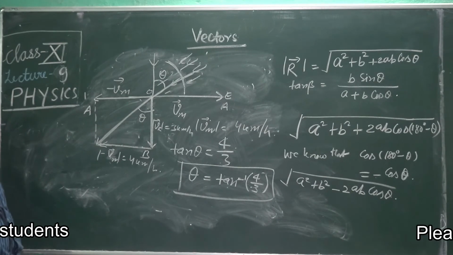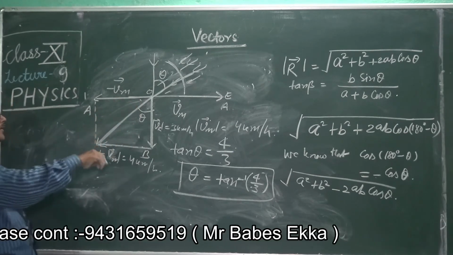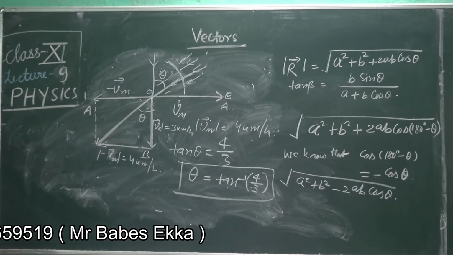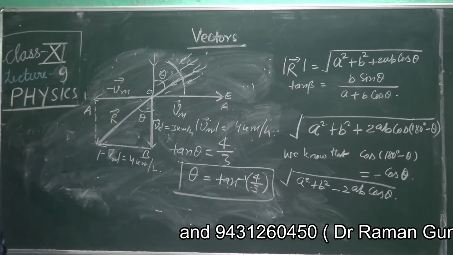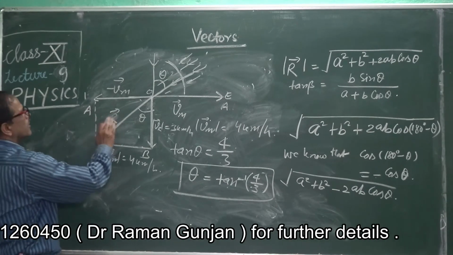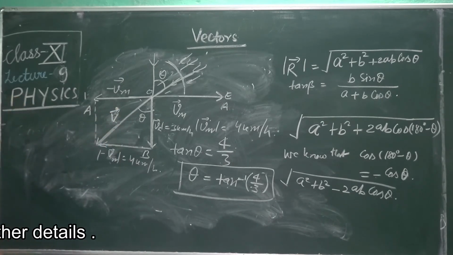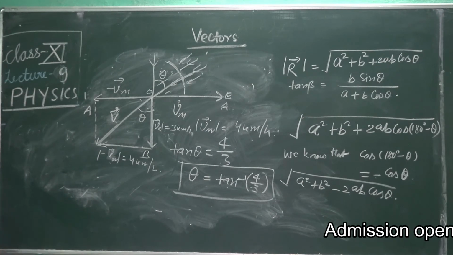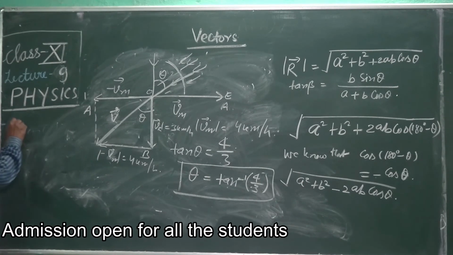Resultant vector in this case is the diagonal of what? Parallelogram. This is your resultant. This is your resultant vector. So we say here V, only vector V. Okay.